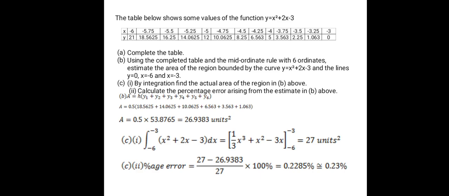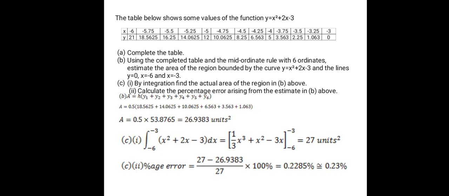The table below shows some values of the function y = x² + 2x − 3. A. Complete the table. B. Using the completed table and the mid-ordinate rule with 6 ordinates, estimate the area of the region bounded by the curve y = x² + 2x − 3 and the line y = 0, x = −6, and x = −3.